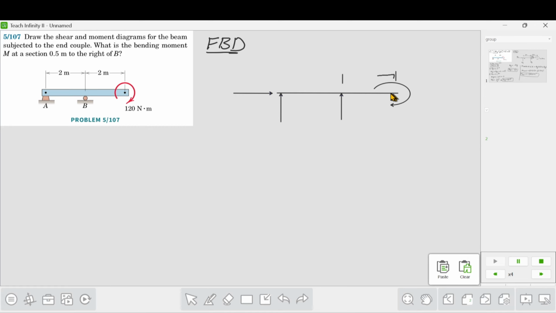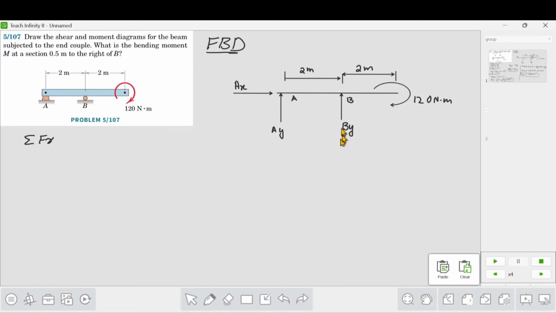Let's say this line shows the beam, this is support A, and this is support B. Between support A and B there is 2 meter, and from B to this end is 2 meter. So this is 120 Newton meter, and this is BY, this is AY. These are our reaction forces AX, AY and BY at supports A and B.